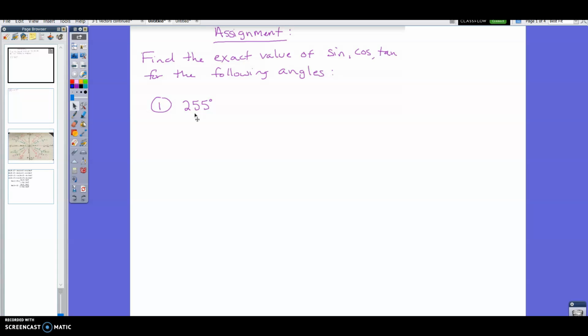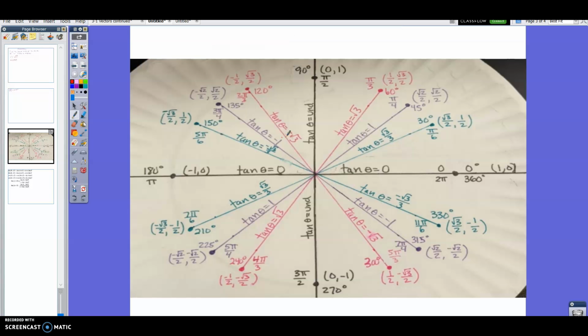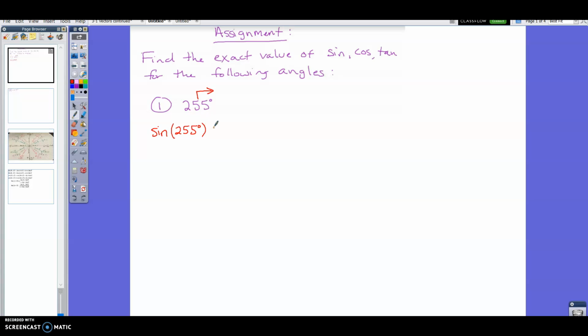Now, the first thing that we're going to do is find the value of sine of 255. So what we want to do is see another way that we can rewrite 255 to either be the sum or the difference to equal 255. And we want to use some angles that are on our unit circle. So for example, we can rewrite 255 degrees as 210 degrees plus 45 degrees.